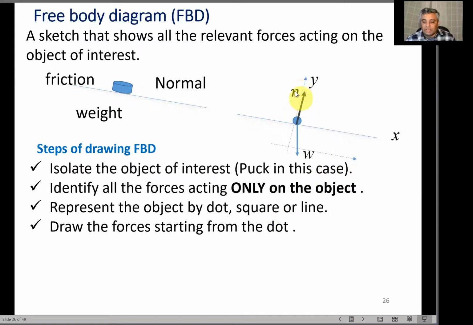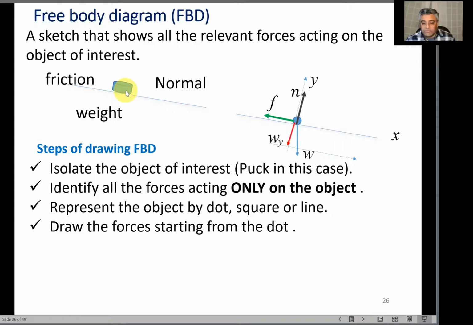So here I am drawing the normal force. For normal force, I am using a lowercase n, and it starts from the surface to emphasize that it's coming from the surface, but it's acting on the object, not on the floor. We don't want force acting on the floor. We want force acting on the object. That's what the free body diagram is about. And the weight is acting downward, so I'm starting from the dot. And there is friction. Although it's not moving, friction acts opposite to the direction it's trying to move, right?